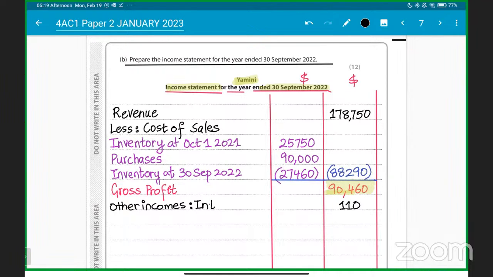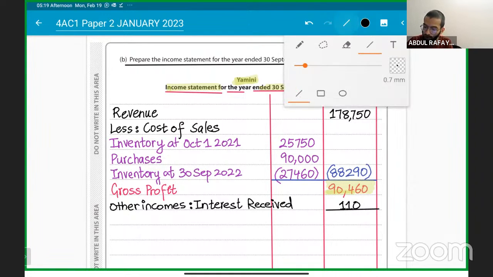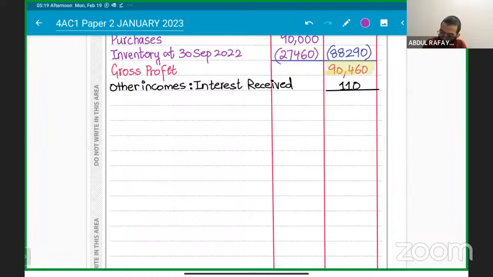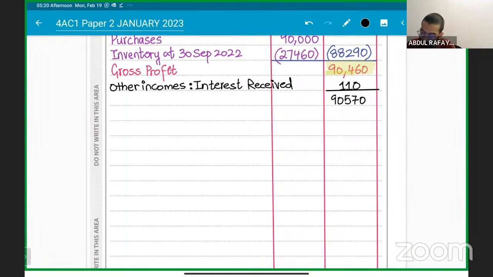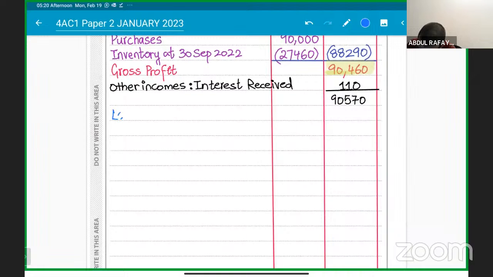Incomes, that is interest received. So you can show in one column as well, interest received, $110, which will give us a more updated version of gross profit. We'll get gross profit as higher. That is 90,460 plus 110, which gives me 90,570 as the answer. Understood? So I'm getting 90,570 as the gross profit.